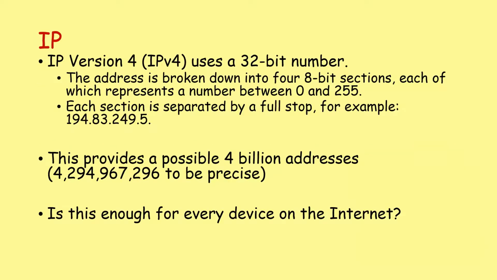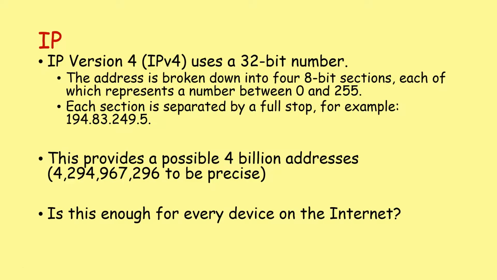For a long time, we used Internet Protocol version 4, all the way from the early 1980s, and it is still being used. Internet Protocol version 4 uses a 32-bit number to address each packet of data. The address is broken down into 4 8-bit sections, each of which represents a number between 0 and 255, separated by a full stop. So a classic example is something like 194.83.249.5. And that is what an Internet Protocol version 4 address looks like. Now, as it is a 32-bit number, you get 2 to the power 32 possible different variants, and that gives you about 4 billion addresses.